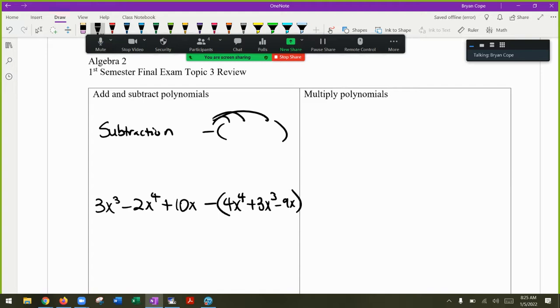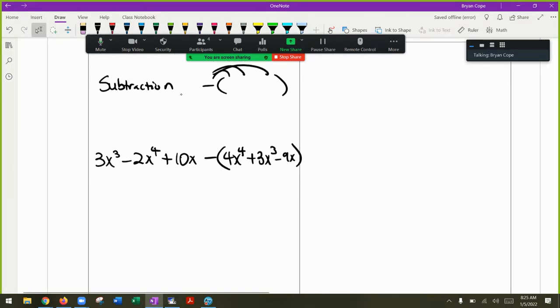Okay, so you've got one polynomial that's not in parentheses because there's no need. All those terms are different. And then another polynomial that is. And we're going to take that and distribute the negative to all these terms, and then we'll combine like terms however we can. So let's write out the list. 3x to the third minus 2x to the fourth plus 10x minus 4x to the fourth minus 3x to the third plus 9x. So you notice how all of those final three terms got their signs changed.